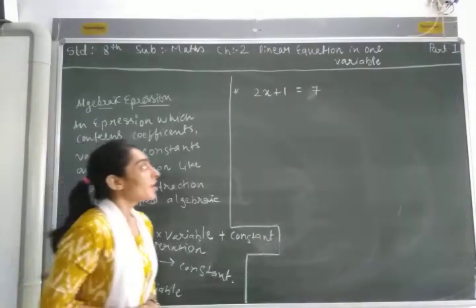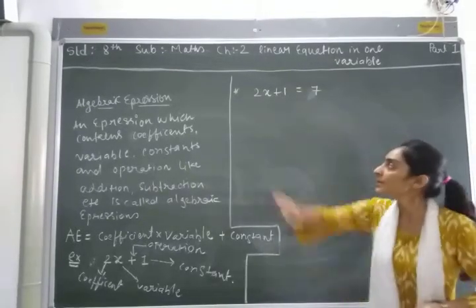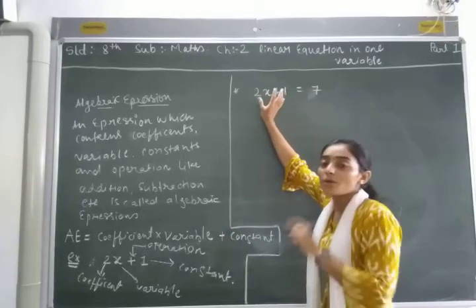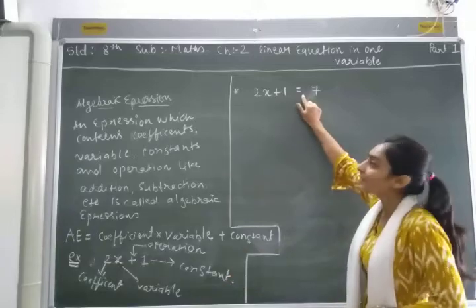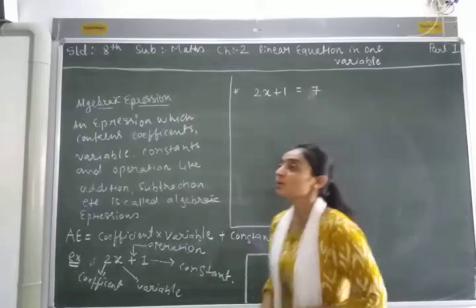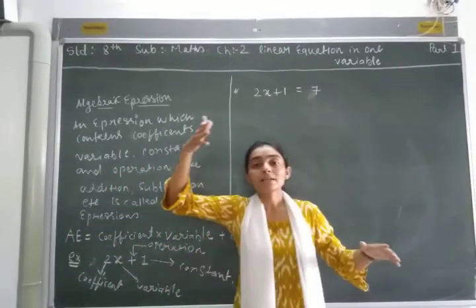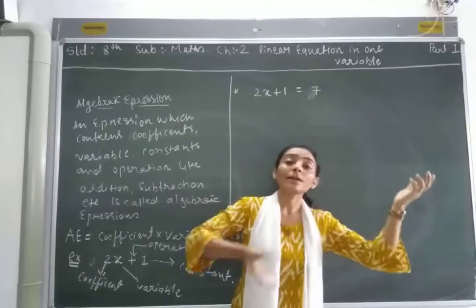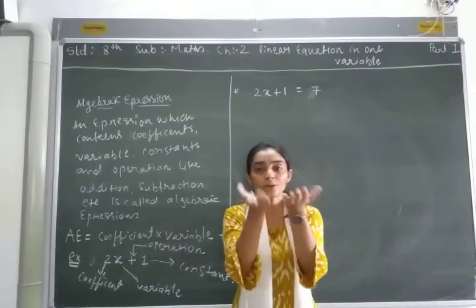Now look at over here. One more thing is added. This one is my algebraic expression. What extra thing did we add over here? That is the equal to sign. What does the equal to sign represent? Whatever is given on my left hand side is equal to my right hand side. That is the meaning of equal to.